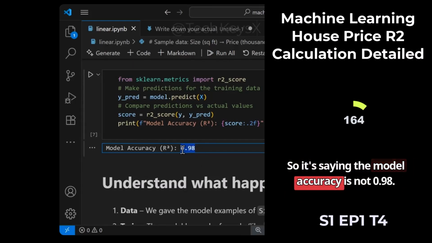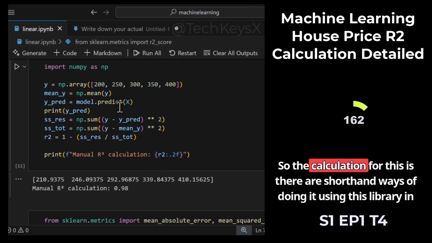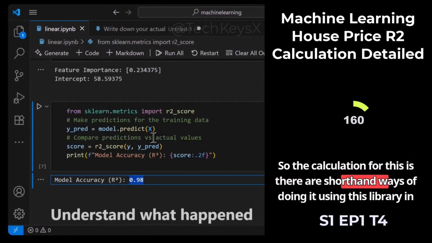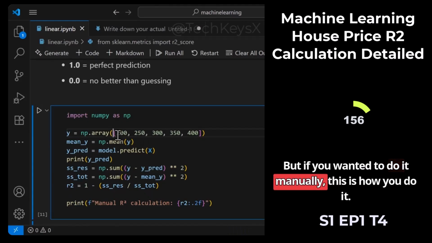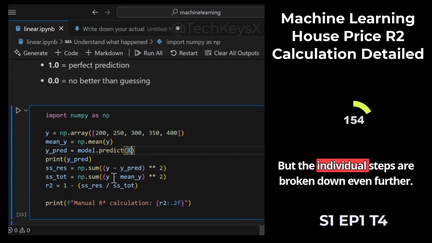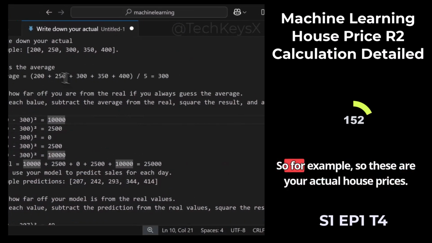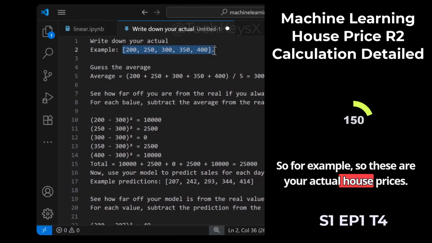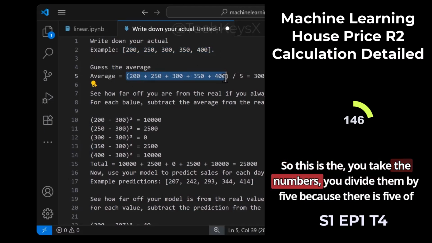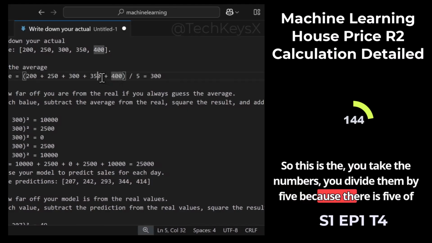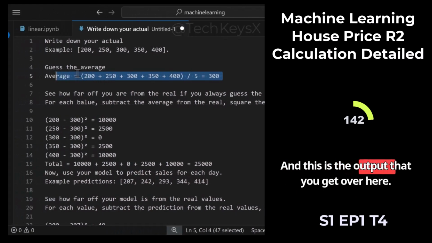So it's saying the model accuracy is 0.98. The calculation for this: there are shorthand ways of doing it using this library in Python, but if you wanted to do it manually, this is how you do it. The individual steps are broken down even further. So for example, these are your actual house prices, and what you do is you guess the average. You take the numbers, divide them by 5 because there are 5 of them, and this is the output that you get over here.